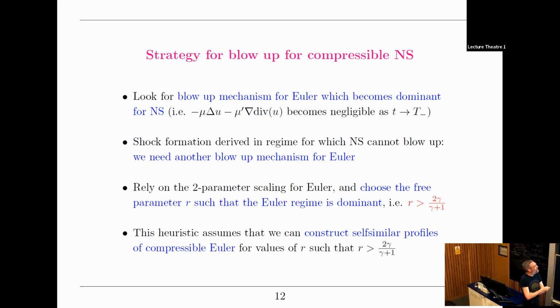Okay, then of course, as I said in the previous slide, you cannot rely on shock formation simply because you don't expect this blow-up regime to hold in the Navier-Stokes case. So you want to rely on another blow-up mechanism for Euler. And here I should say that while we'll also get blow-up for Euler, this is not the physically relevant regime. We'll get another regime which is not so interesting for Euler, but which will allow us to produce a blowing up solution for Navier-Stokes. And the magic trick is exactly the same as NLS. You want to use the 2-parameter scaling.